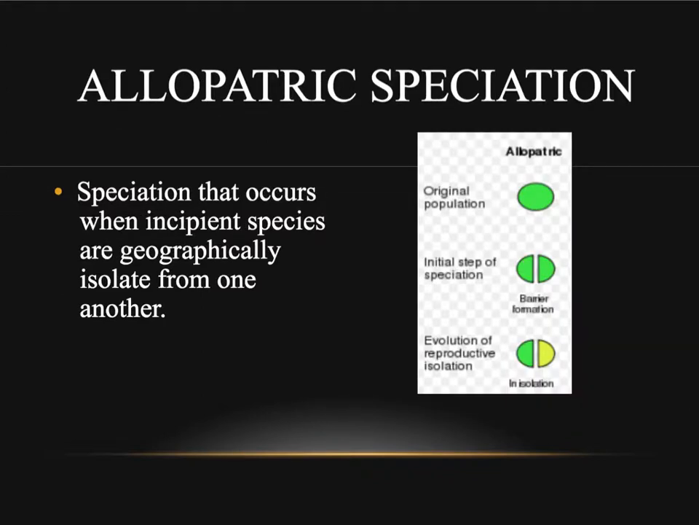Now let's talk about one speciation mode, which is allopatric speciation. This mode of speciation occurs when biological populations of the same species are geographically isolated, and this causes a new species to arise. And this prevents genetic exchange from happening.